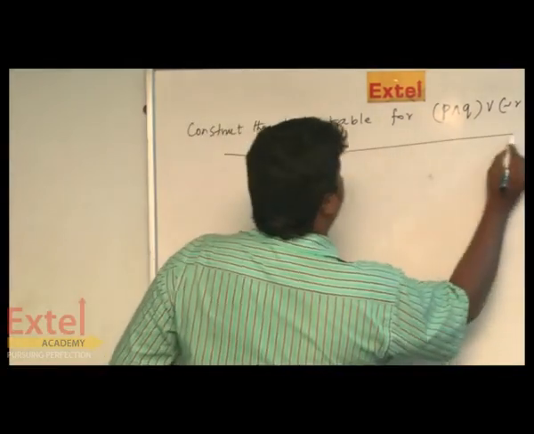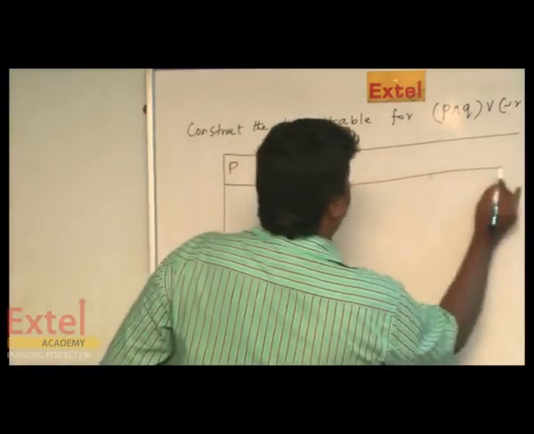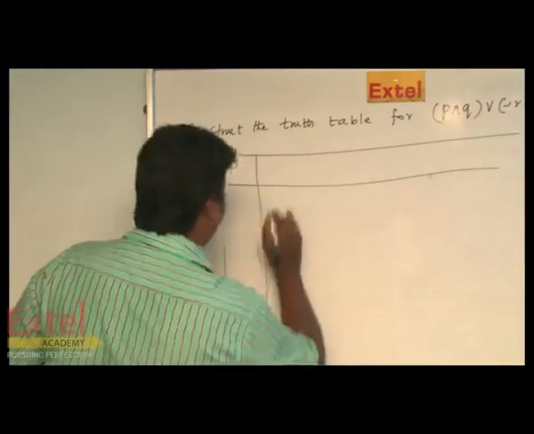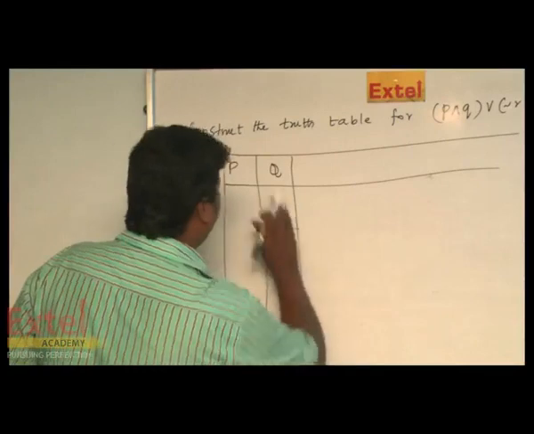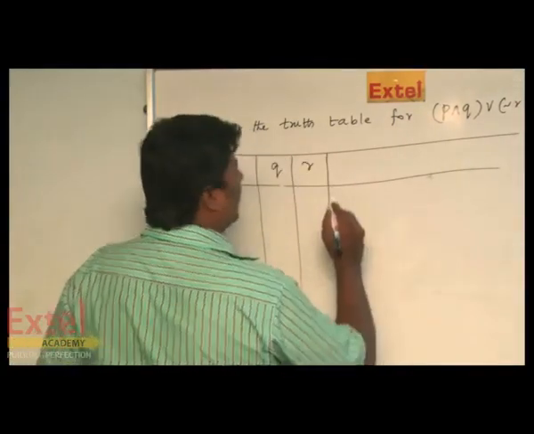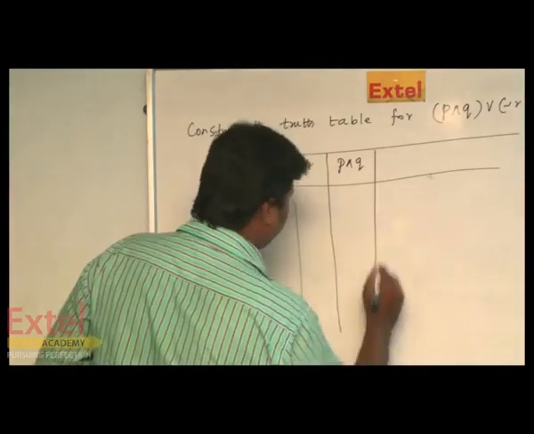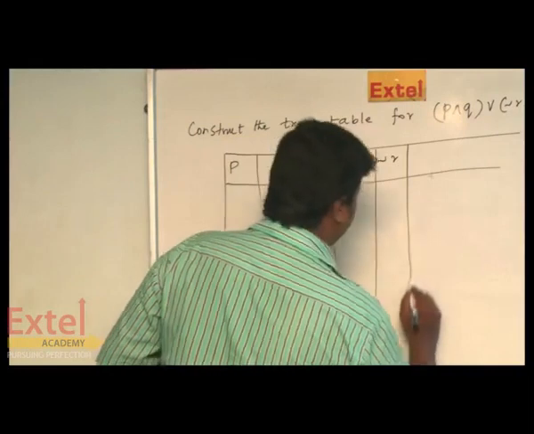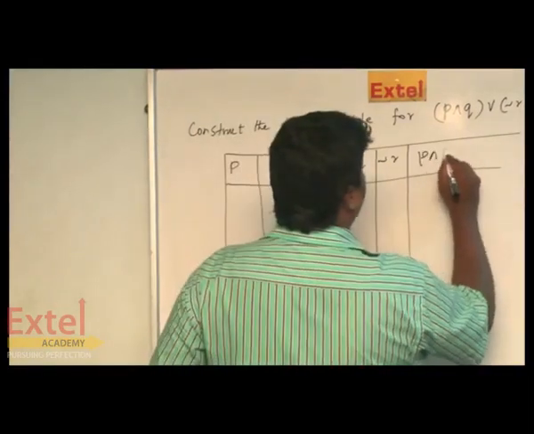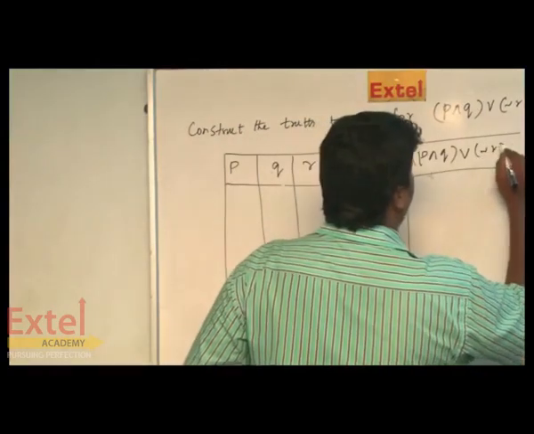Therefore, the table becomes P, Q, R, and then P conjunction Q, and negation R, and the last one you have to find is the statement P conjunction Q, disjunction negation R.